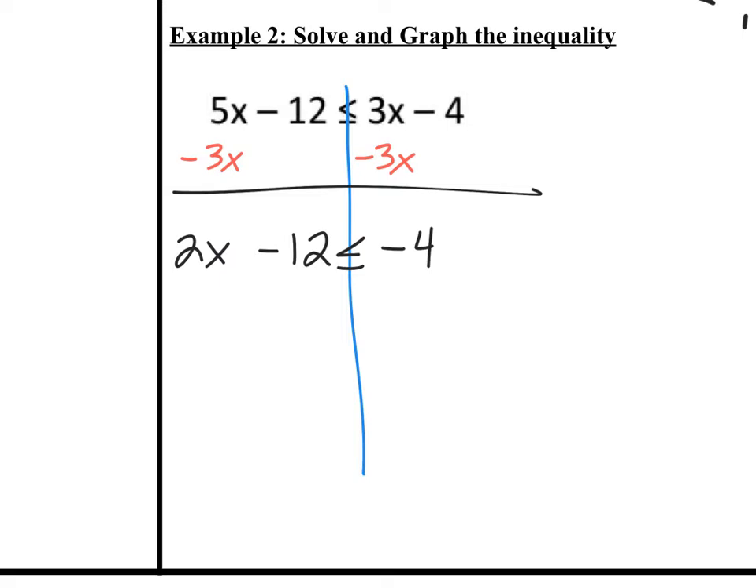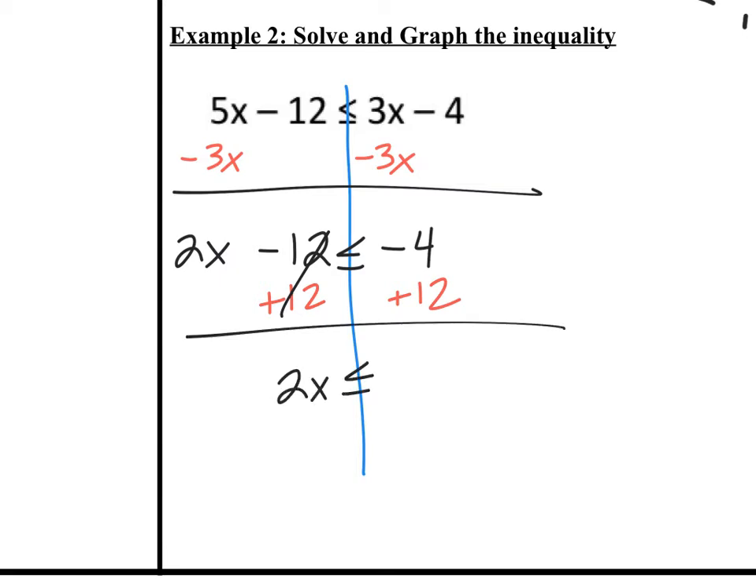All right, we've moved our variables. Now we will add or subtract. This is subtraction right here. So we are going to add 12 to both sides, and that cancels out. So I get 2x is still less than or equal to -4 plus 12. Use a calculator if you have to. I want you to get it right. Positive 8. You divide by 2, because this is multiplication, you should get x is less than or equal to positive 4.